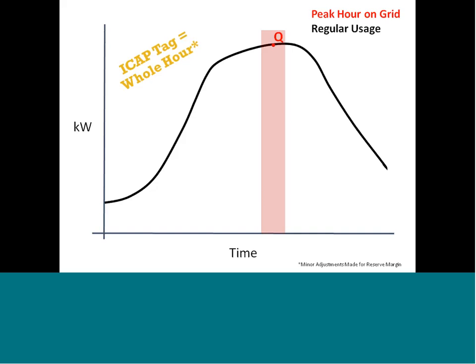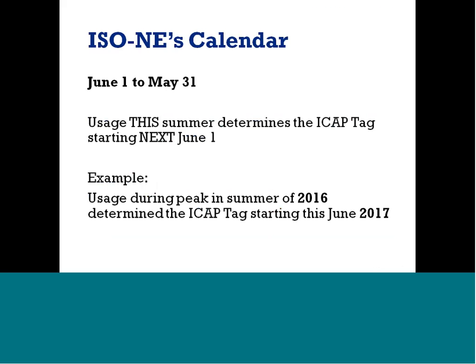We will come back to this in a little bit. The calendar is just something you should be aware of. The way the capacity prices work, and the way your cap tags are calculated, is they all start on June 1st, so tomorrow, and go to May 31st of the next year. What's interesting is that your usage this summer is what they're going to use to determine the ICAP tag, or the quantity that you'll get billed for starting next June. As an example, the usage during your peak last summer, the summer of 2016, determined the ICAP tag that you're going to be billed for starting tomorrow, for June 2017.